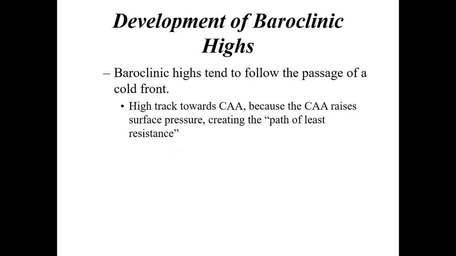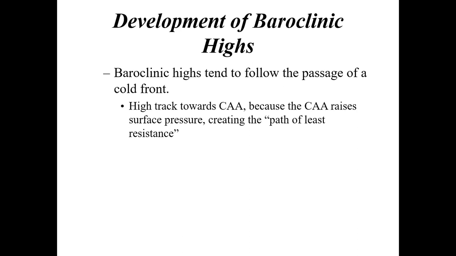Now, baroclinic highs, where do they move? They tend to follow the passage of a cold front. In the wintertime, we get a nice, strong cold front blowing through, and if you're living in that location, all of a sudden it's like, wow, it got cold, and the sky cleared out. You're most likely under the influence of a baroclinic high pressure system, as they typically follow the passage of the cold front. As a high tracks towards the strongest cold air advection, CAA, the pressure rises drastically, and that creates a path of least resistance for that baroclinic high as it moves.